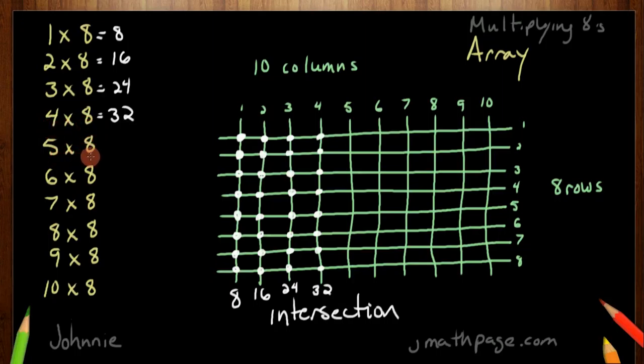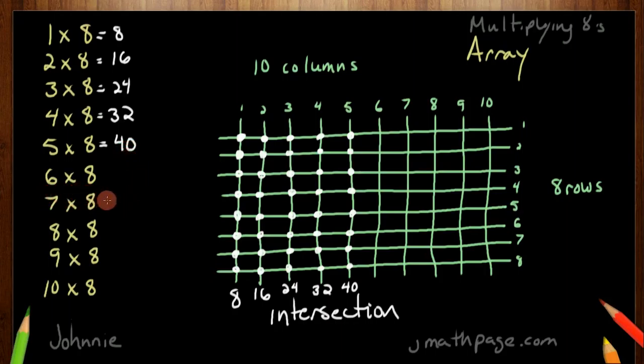Let's go on to 5 times 8. 5 columns, 8 rows. Here's our 5th column. Let's add all our intersections in. Now, as before, I have 32. If I add on these 8 more, 32 and 8 more will give us 40. So I know that 5 times 8, or 5 columns and 8 rows, will give us 40 intersections.